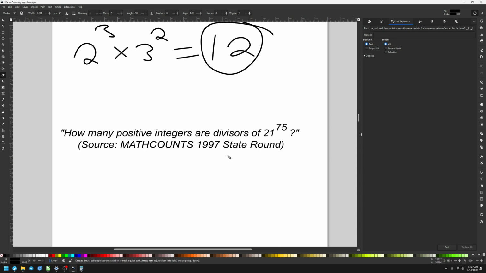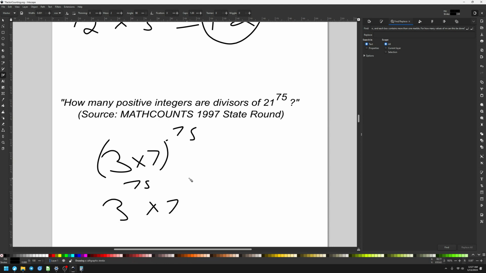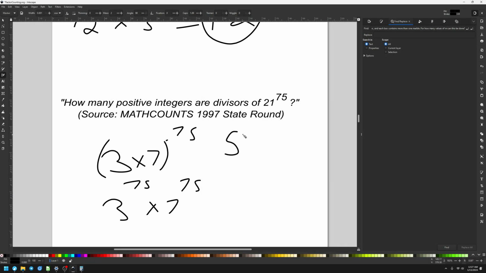Okay, next one. How many positive integers are divisors of 21 to the 75th power? Okay, so we can break down 21 into 3 times 7 to the 75th power. And what we learned from the last problem is that we can distribute this. So we have 3 to the 75th times 7 to the 75th. And since these are prime numbers, all we have to do is multiply now. So the answer is going to be 76 times 76, which we can quickly check. 76 times 76 is 5,776. That's our final answer. So 21 to the 75th has 5,776 factors.